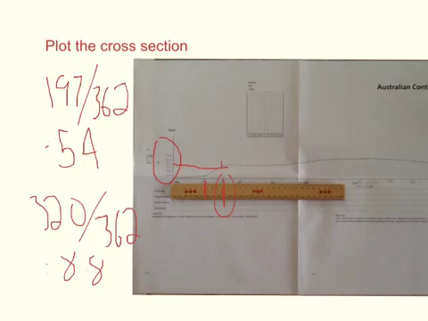Once you've finally plotted all your points along your cross section, you then just neatly hand draw them together. Don't use a ruler; you just neatly hand draw it, so you get a final product.